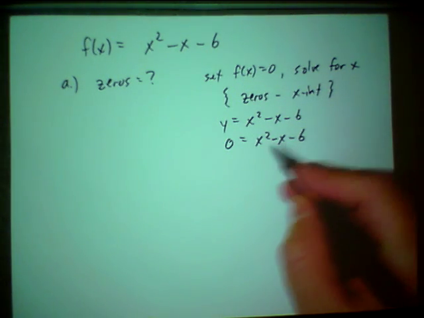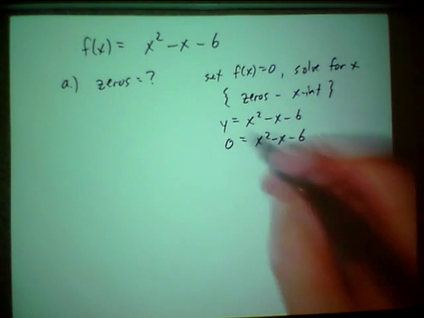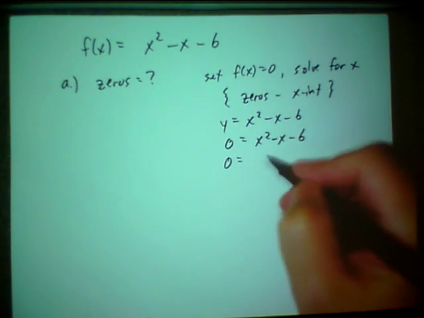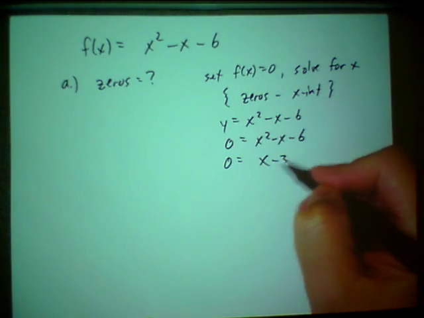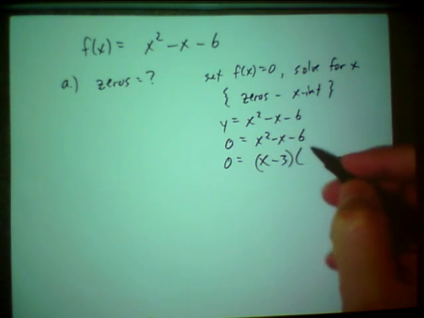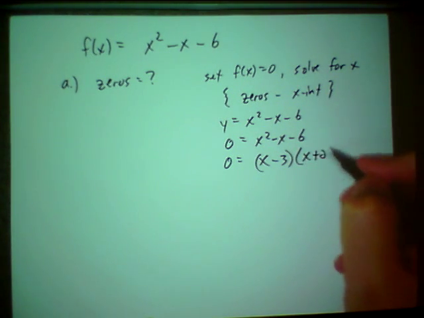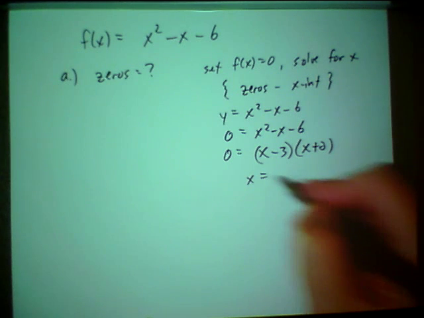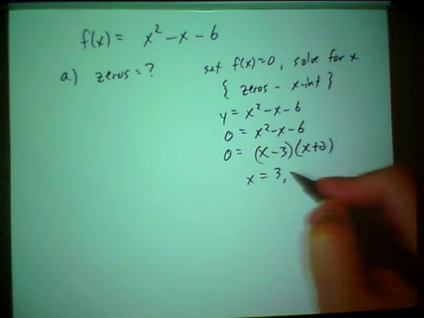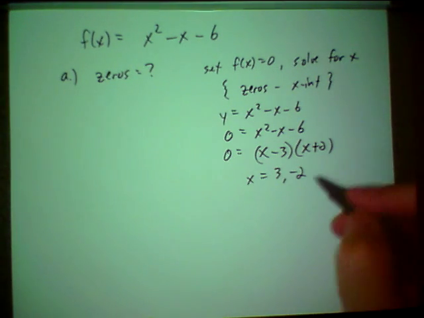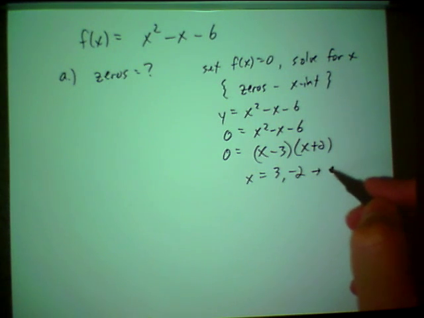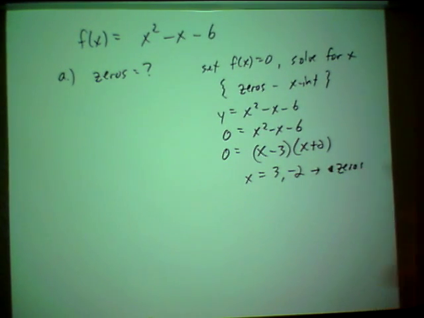So to solve this equation, let's just go ahead and factor it. I think it's going to factor into x minus 3 times x plus 2. So my solutions are 3 and negative 2. So those are the zeros, although they're also really the x-intercepts. But since they asked for the zeros, that's what they want.